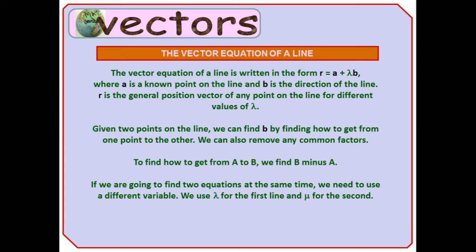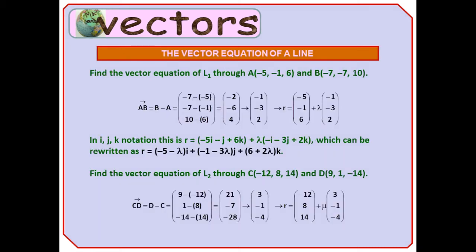Given 2 points on the line, we can find b by finding how to get from one point to the other, and we can also remove any common factors, which is nice. To find out how to get from a to b, we find b minus a. If, as is quite common, we are going to find 2 equations at the same time, we need to use a different variable. We use lambda for the first line and mu for the second. Mu is just another Greek letter. Lambda and mu are just LLM really.